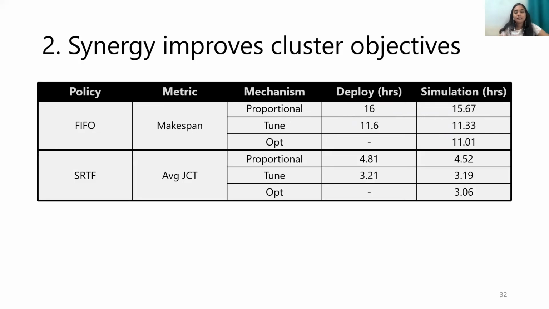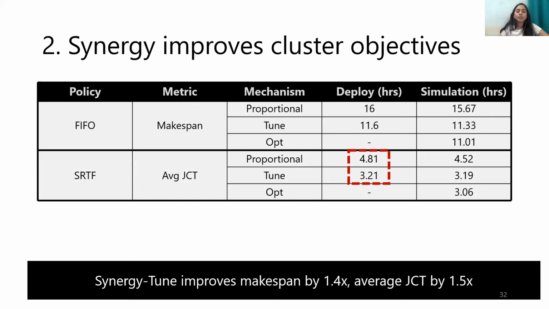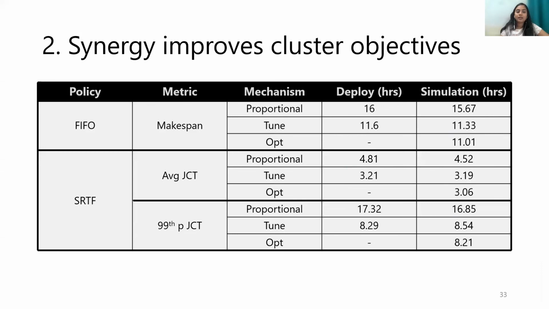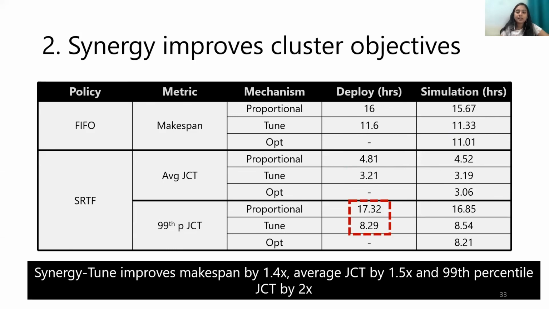We repeated this exercise using the SRTF scheduling policy on a dynamic job trace, and we report the average job completion time across a set of jobs in steady state. Here, Synergy-Tune improves the average JCT across jobs by 1.5 times. It also improved the 99th percentile job completion time by 2x. And this is all by performing disproportionate allocation of auxiliary resources, which in turn significantly speeds up individual jobs.